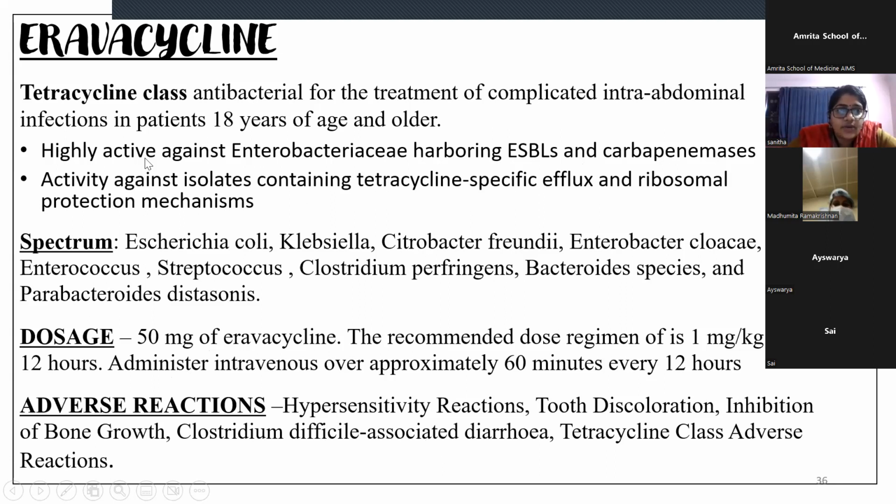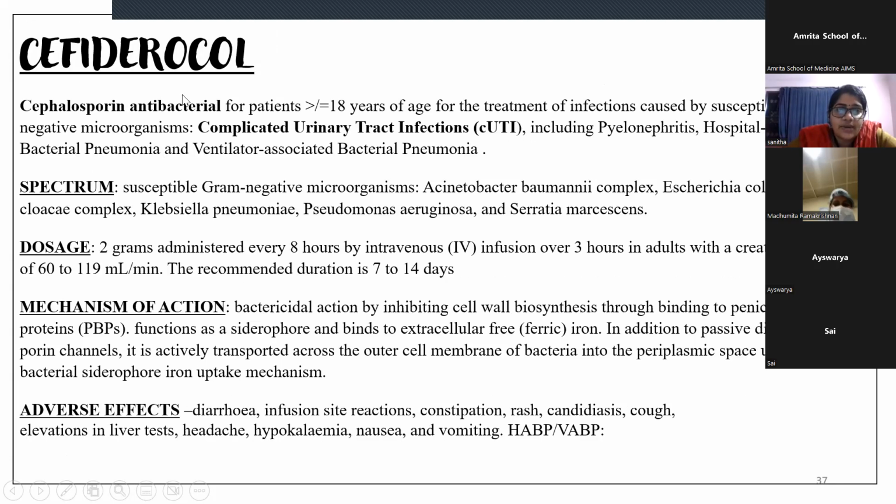Then there is cefiderocol, that is a cephalosporin antibiotic, which is approved for complicated urinary tract infection, including pyelonephritis, hospital-acquired bacterial pneumonia, and ventilator-associated bacterial pneumonia. So it's a cephalosporin, and its specialty is this antibiotic is taken up by the bacteria using siderophore iron uptake mechanism, which is used for the bacteria to uptake extracellular free iron.